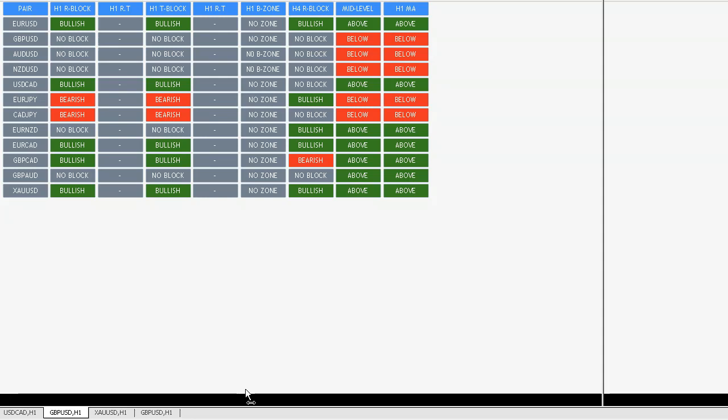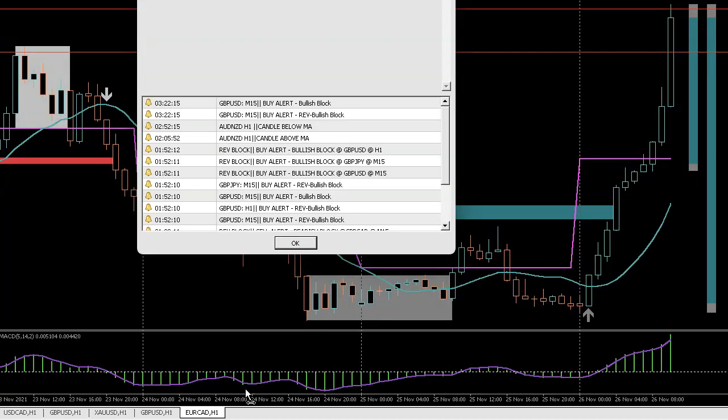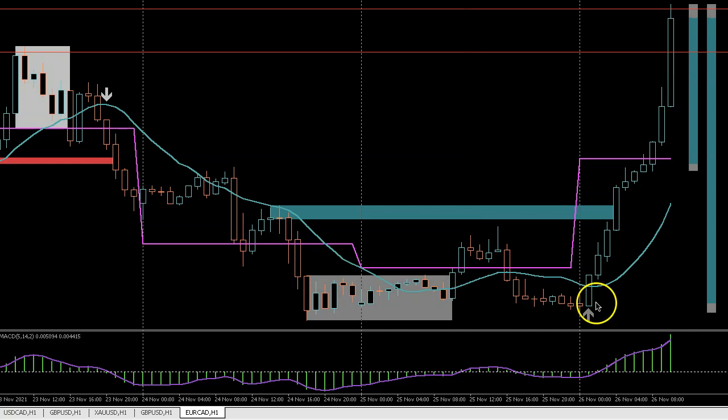The only way that we could set the EA to enter on this particular one would be either on a retest, because of course we don't have entries just by crossing the MA, right? So this would have been another good entry right here. Or you could have set it to enter on a regular block, which would have been right here. So you could say maybe enter on a retest of this block, or entry on the trend block. And then there you go, right?